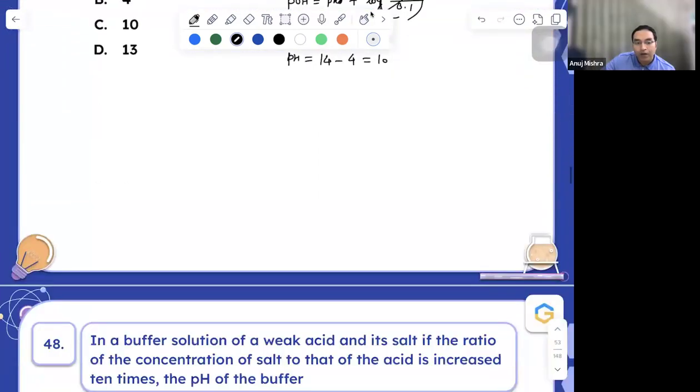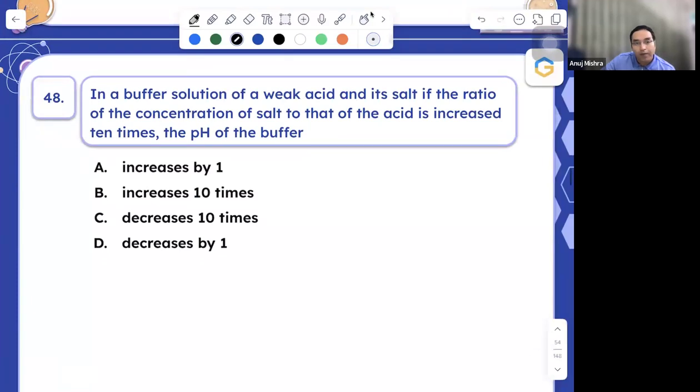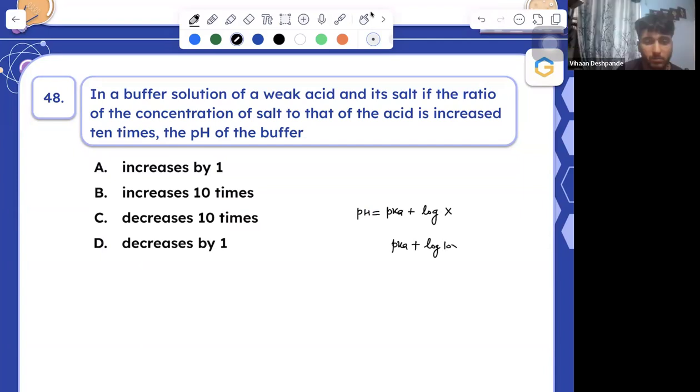Done. Next question. In a buffer solution of a weak acid and its salt, if the ratio of concentration of salt to that of the acid is increased 10 times, the pH of the buffer, tell me. What will be the change in pH? Like say initially it is X, later it becomes 10X, increase by 1.